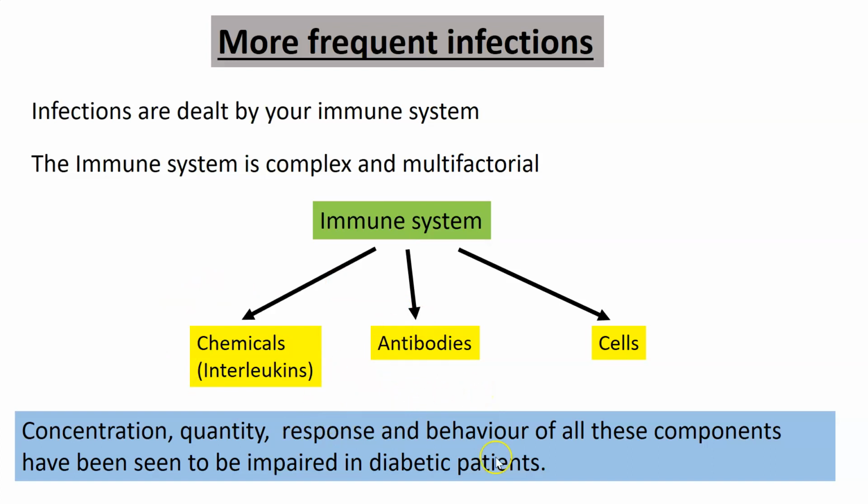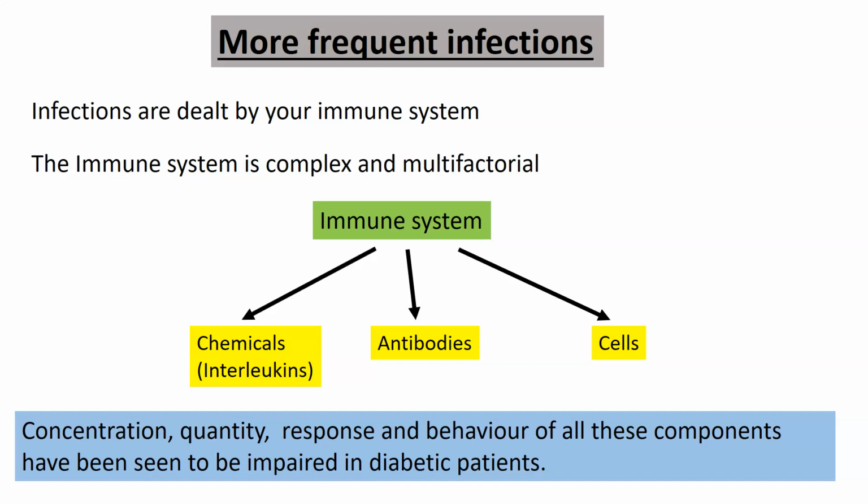And that shouldn't be happening. You need all these three components, and others as well, working in unison, working together to fight off the infection. If any of these is impaired, or all of them are impaired, as in the case of diabetes, then you can see why infections are much more frequent. It's been well documented that diabetic patients suffer different kinds of infections much more commonly than people who don't have diabetes.